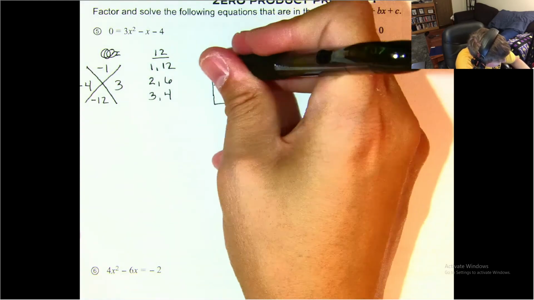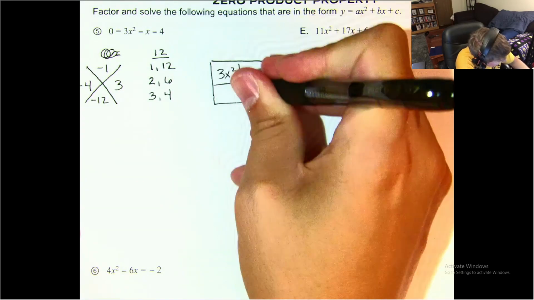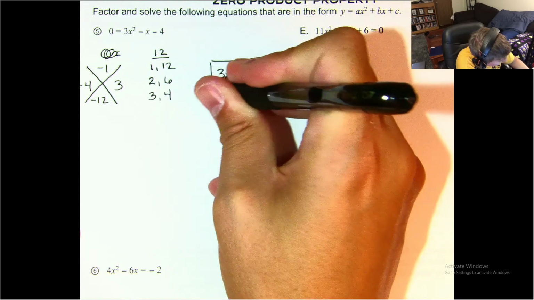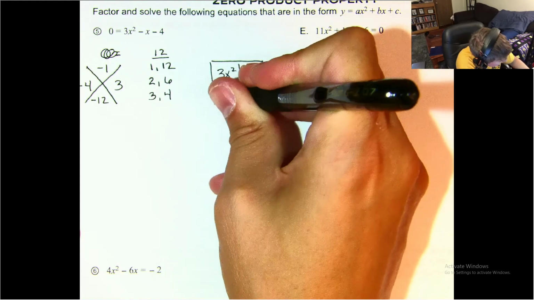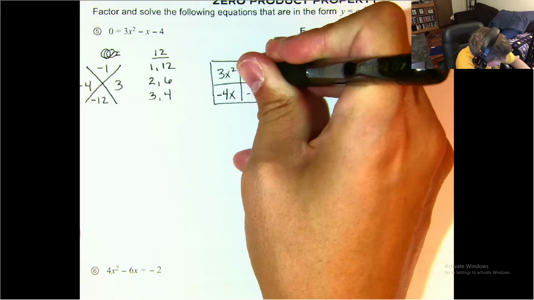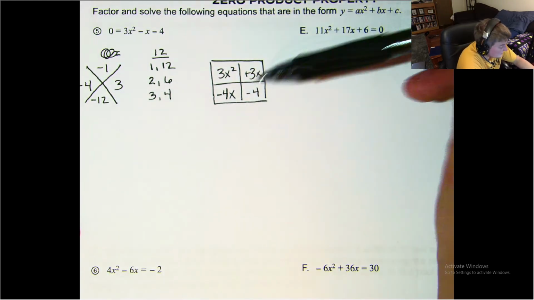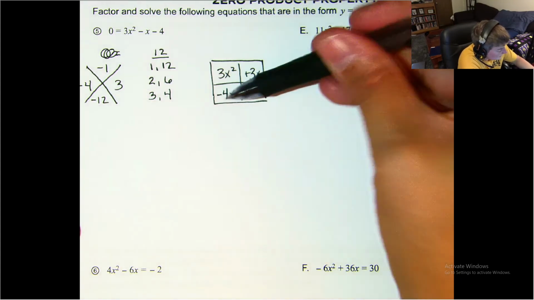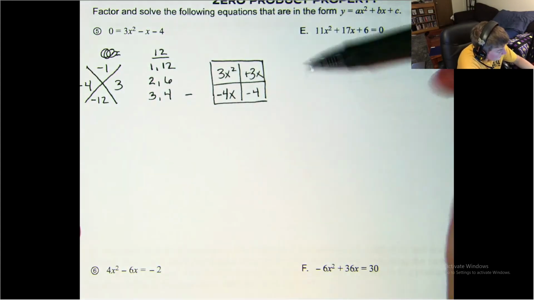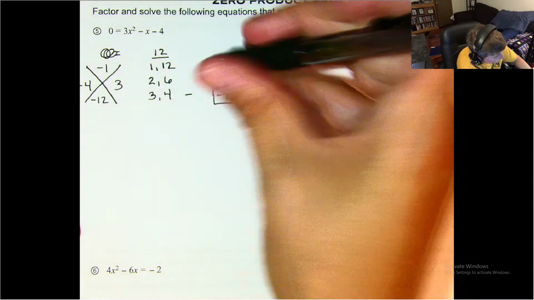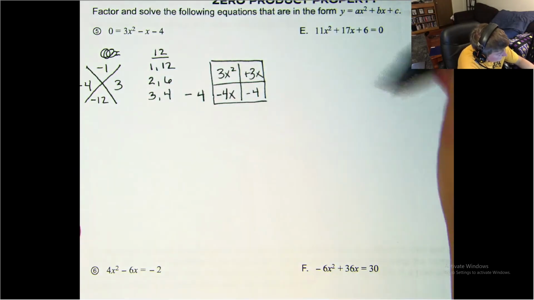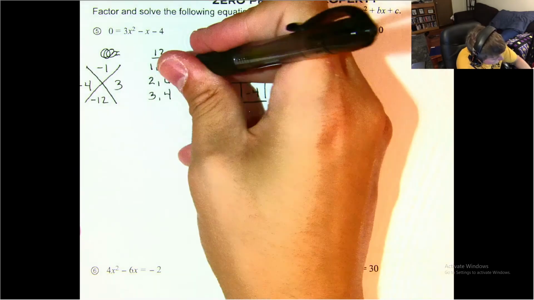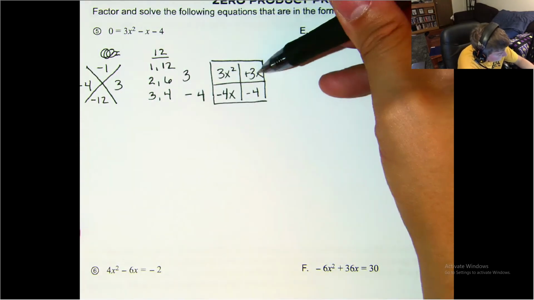So here I would have 3x squared, I would have negative 4, I would have a negative 4x, and a positive 3x. Then what I can do is check where I take a negative out. I have a double negative here, so I'm going to pull that out. Here I have a common factor of 4. Here I have a common factor of 3. I also have a common factor of x.